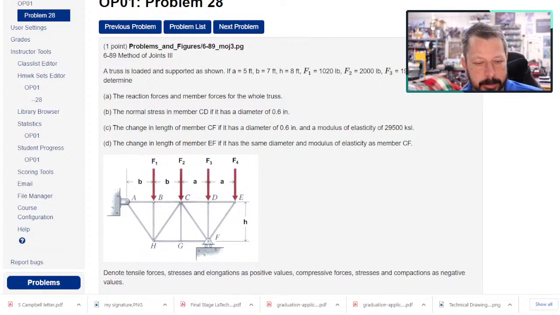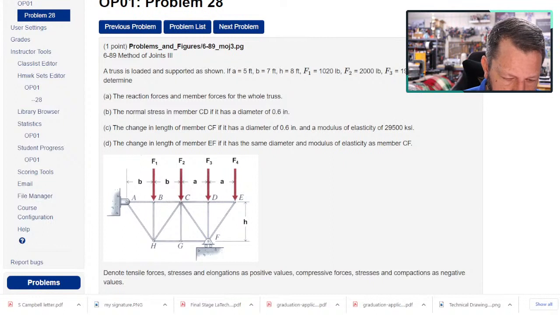I don't know those values. The problem doesn't tell me, and normally you don't know those. I've got a roller, so there's a little pin on wheels, and it's rolling on a horizontal surface, so that means that the reaction is vertical.